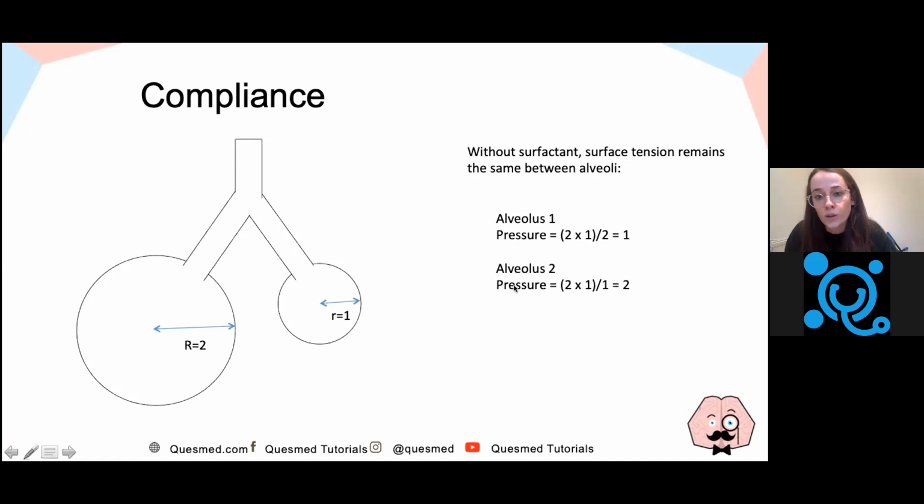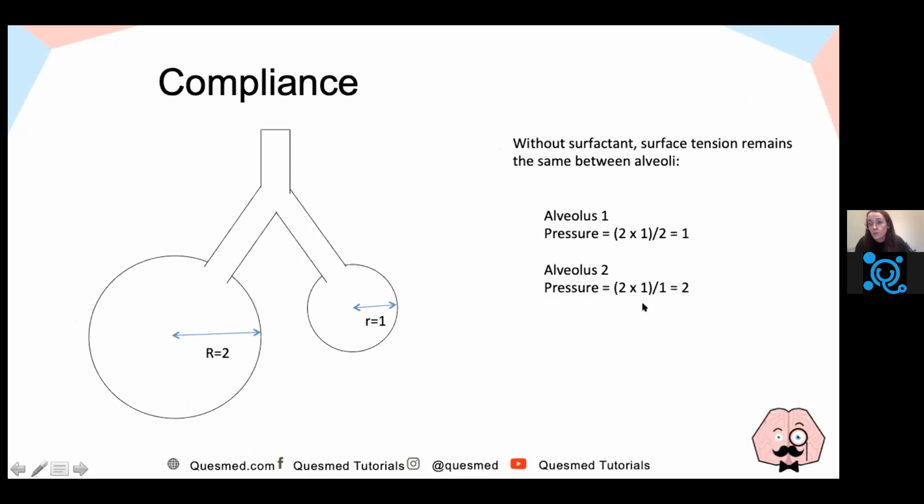In alveolus 2, the radius is half, so we have 2 times surface tension, which is the same, which is 1, divided by 1, because that's the radius, and so the pressure within the alveolus is double, so that's 2. What that means is that the small alveolus, without any surfactant, has a tendency to collapse into the larger alveolus. It means that it's harder to expand those smaller alveoli. Okay.